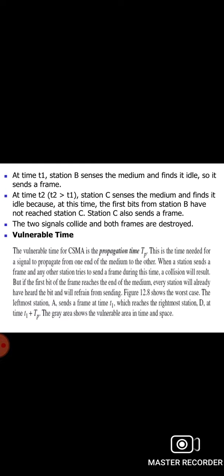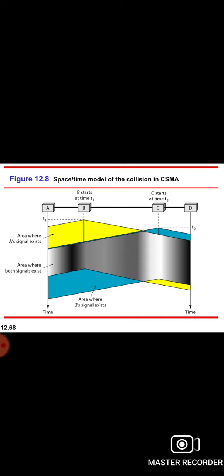The reason for this, you can see in this diagram. A space and time model of a CSMA network is shown here. Stations are connected to a shared channel, usually a dedicated medium. The possibility of collision still exists because of propagation delay. When a station sends a frame, it still takes time for the first bit to reach every station and for every station to sense it.